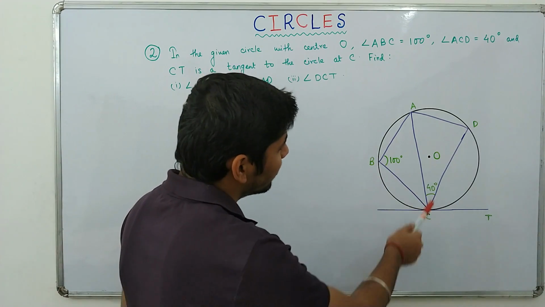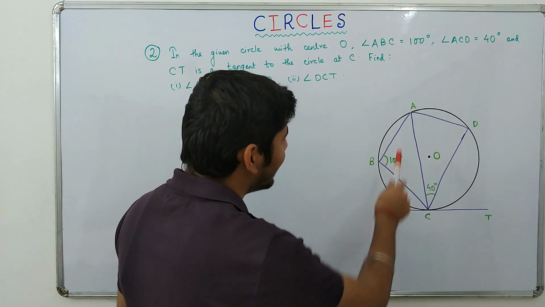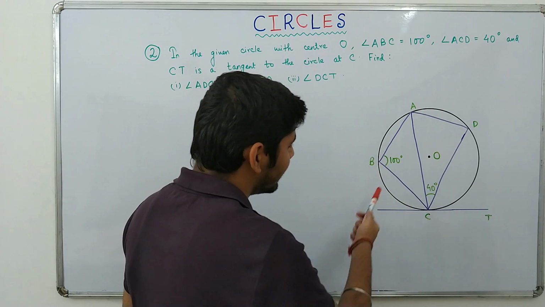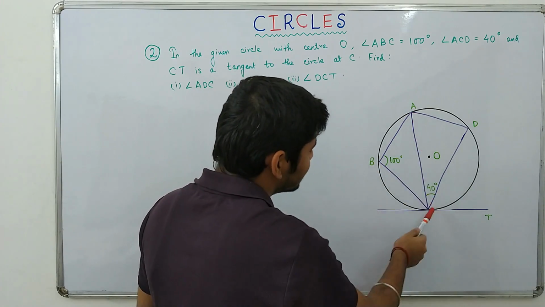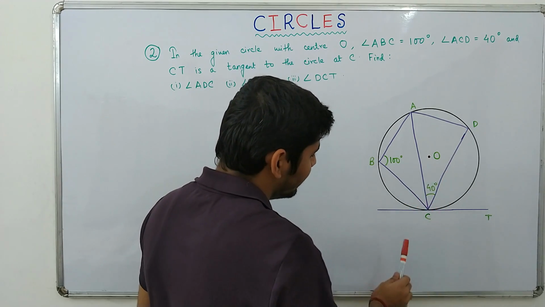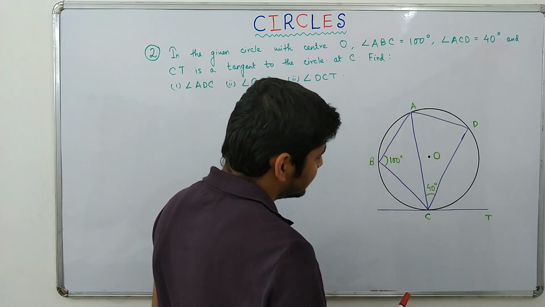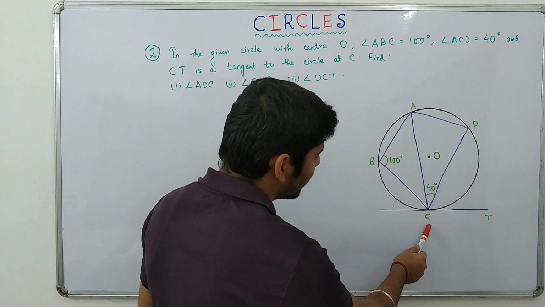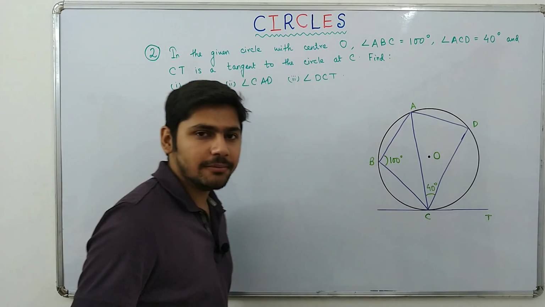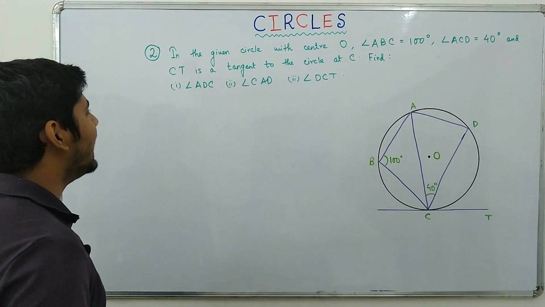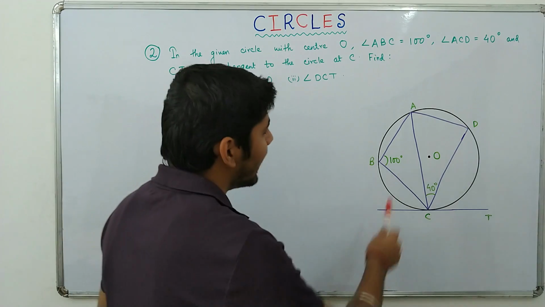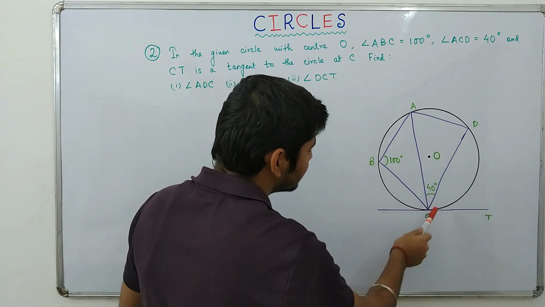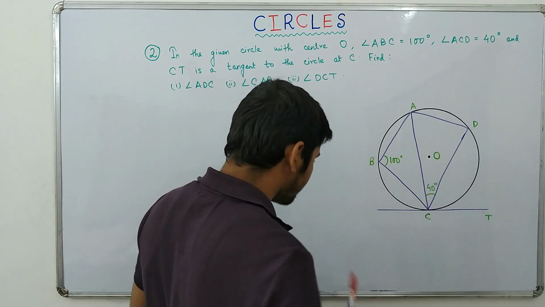This is the given figure. O is the center of the circle, angle ABC is given 100 degree, angle ACD is given 40 degree, CT is a tangent to the circle at the point C. That means C is the point of contact. So let's begin. In the first one we have to calculate angle ADC. What's that? Angle ADC, that means this angle over here.